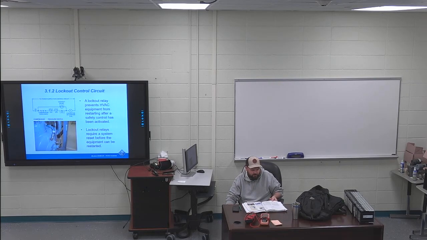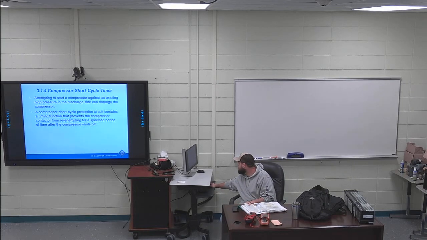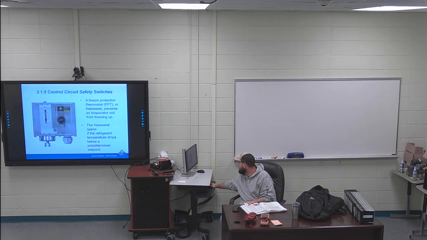Control safety switches. Control circuit safety switches. So these are different things. A switch that will shut down the unit so it doesn't damage itself. And if you go on to page 22, you can have freeze protection. So you have a freeze stat, which is what's on the board or the top left of your page 23.